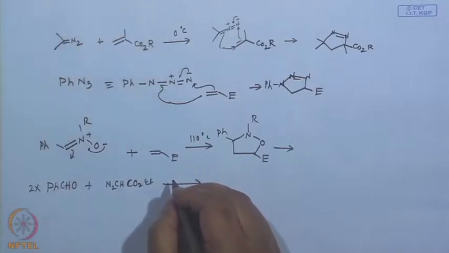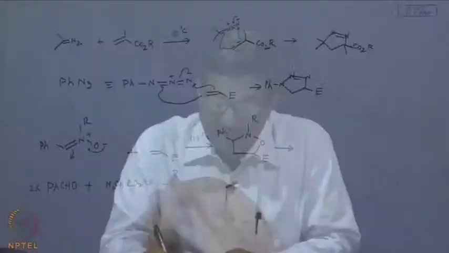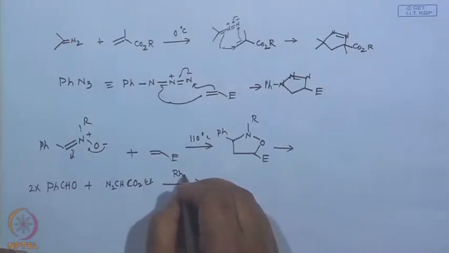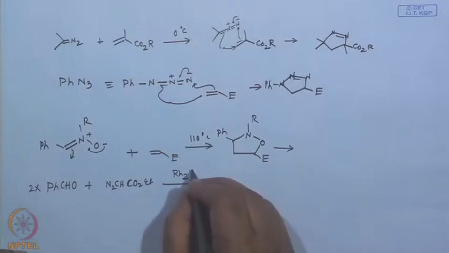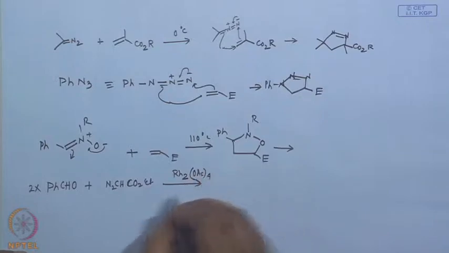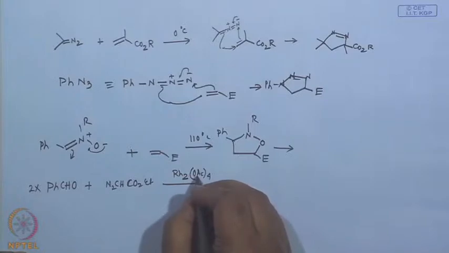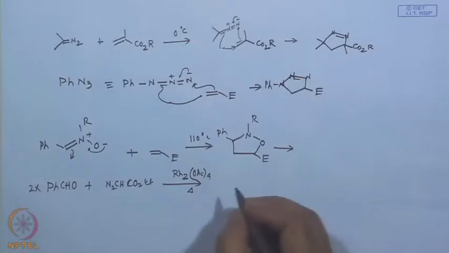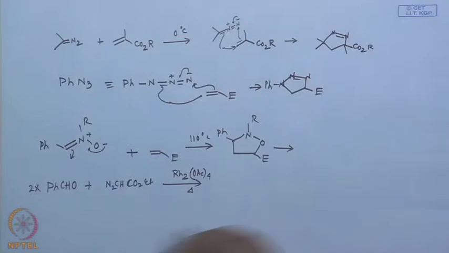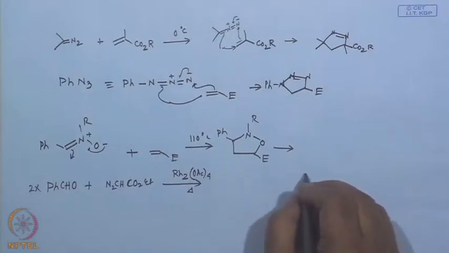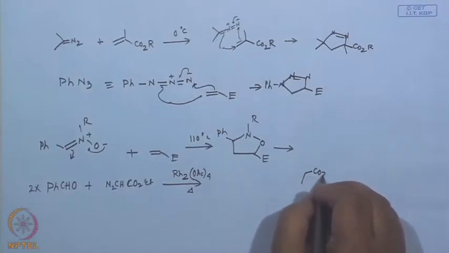Copper, silver, even copper salts are also useful, cupric triflates, all these things, but one of the finest is dirhodium tetraacetate, or you can substitute the acetate with longer chain acids, and just heat, normally toluene or benzene temperature is sufficient. What you will see, the product here, is a very interesting product.